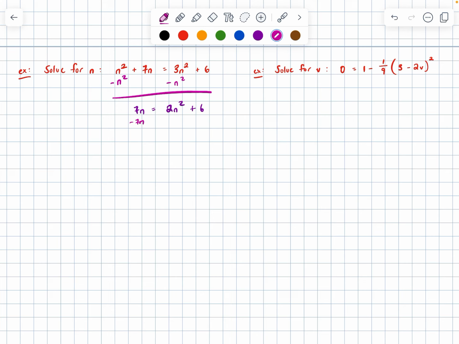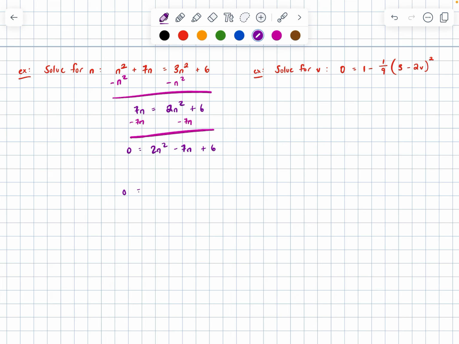Now I'm just going to subtract that 7n from both sides. I'm going to write it in standard form because, again, writing it in standard form generally makes it easier to factor. We'll say 2n squared minus 7n plus 6 is equal to 0.